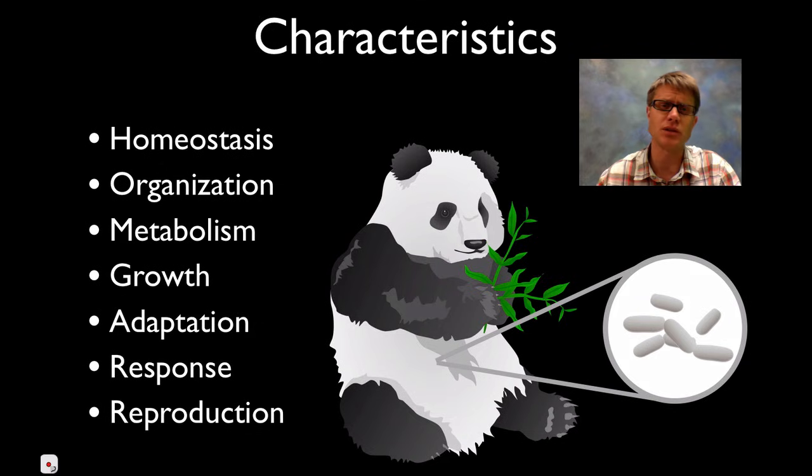And so there are some characteristics that all life shares. In other words, if you don't have all 7 of these, then you're not alive. The first one is homeostasis. Basically, you can maintain a stable internal environment, and we do that mostly through the use of negative feedback loops.